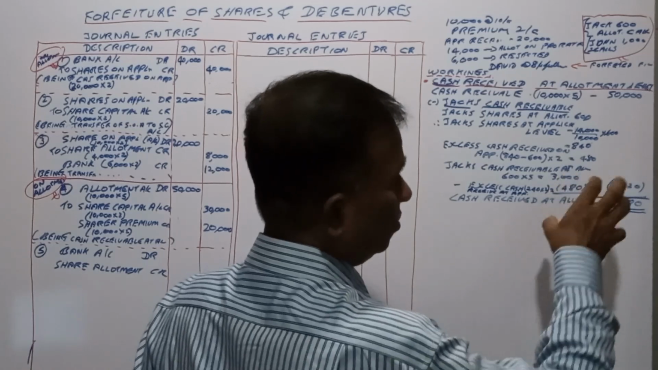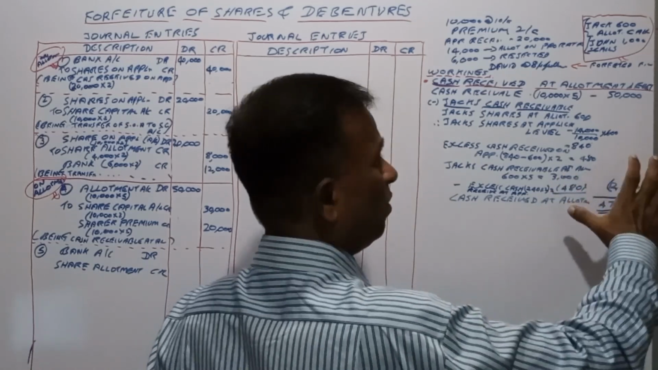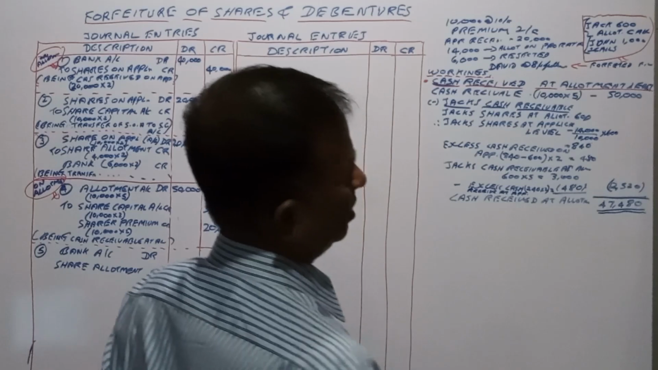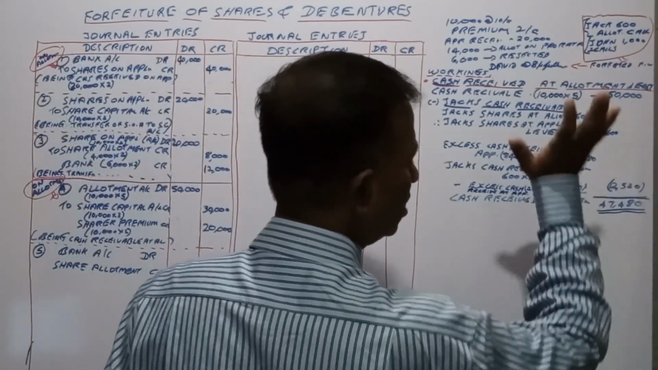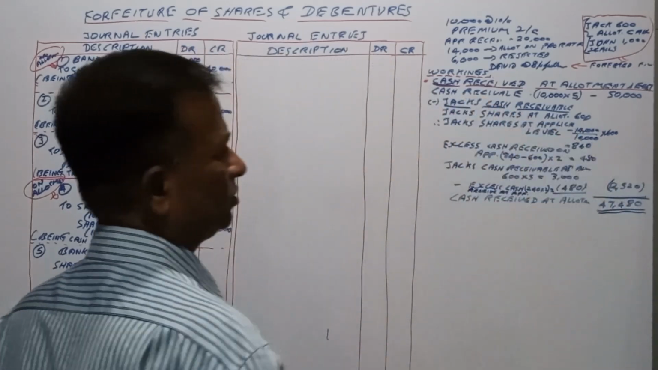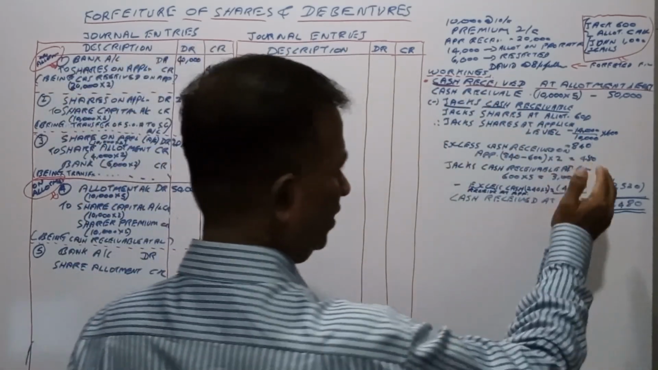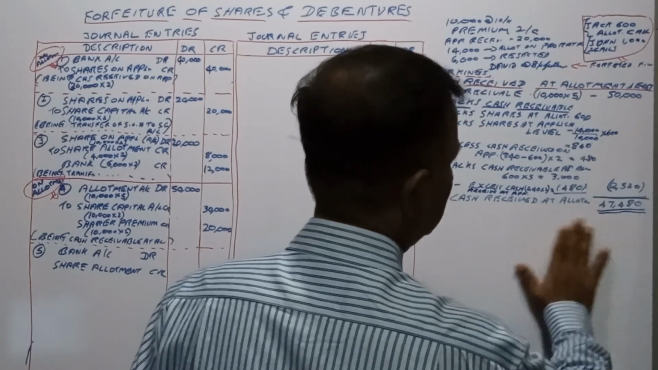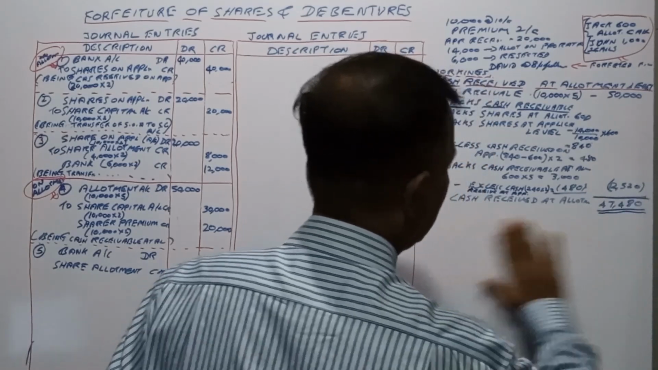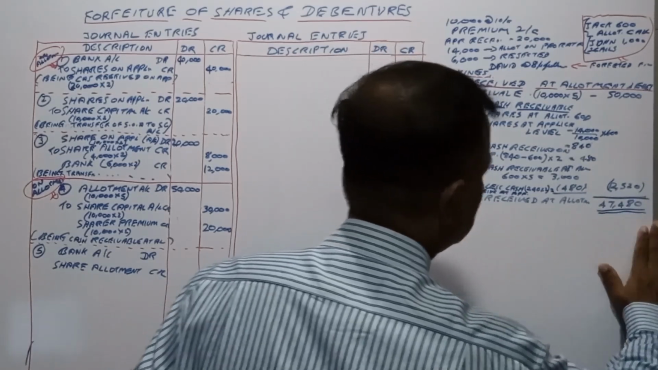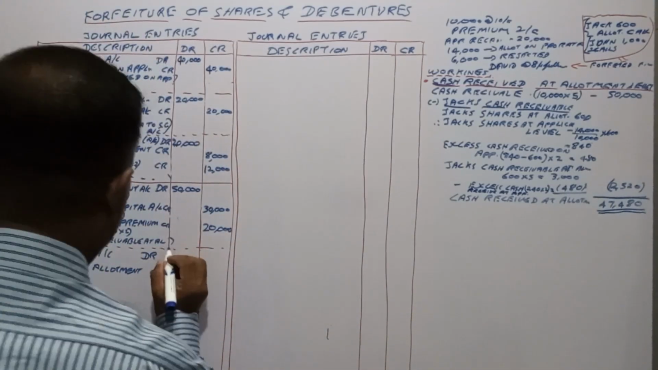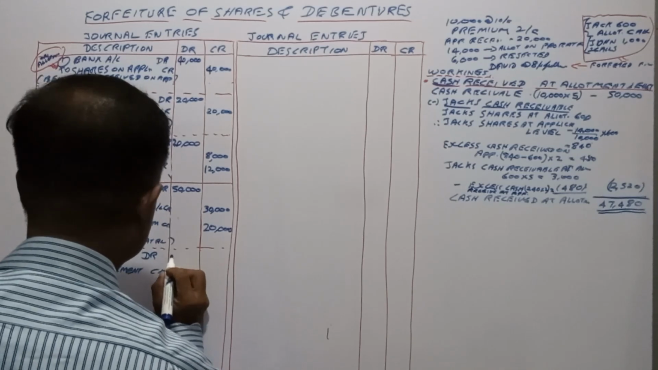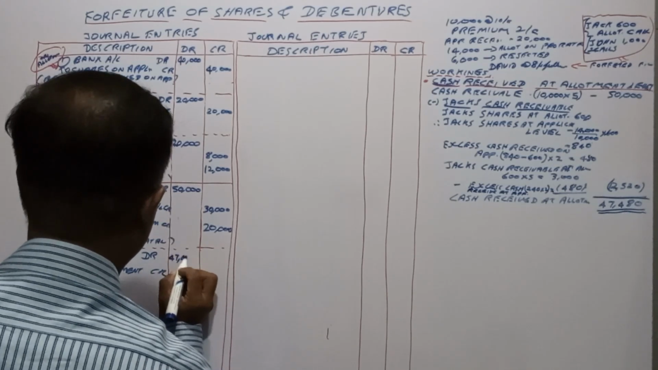So that amount was defaulted at the allotment level. So from the total 50,000 we had to deduct only 2520, not the 3000. Right? If we deduct 2520, then cash received at allotment level is 47,480. Right?